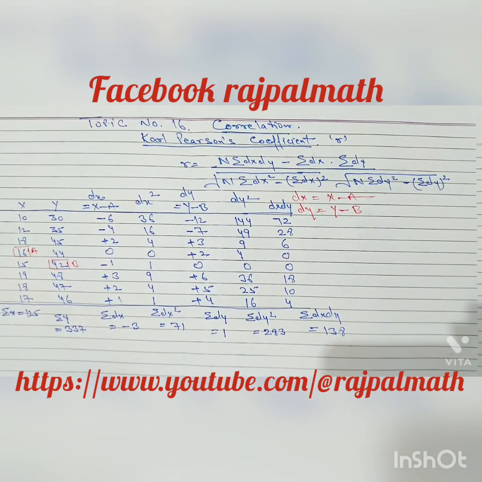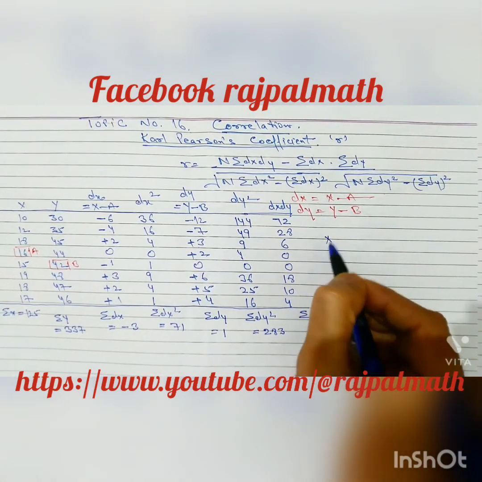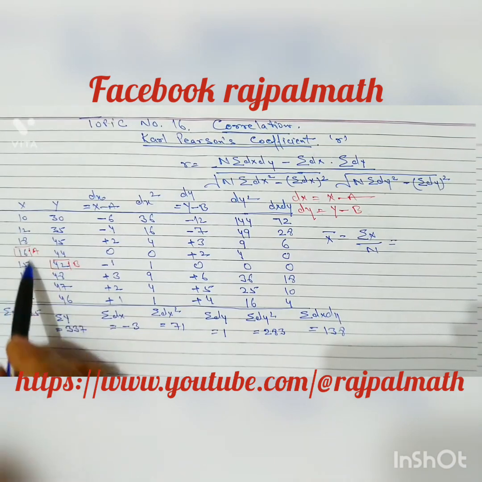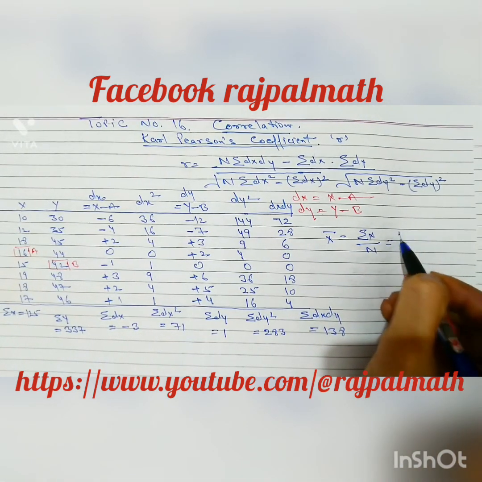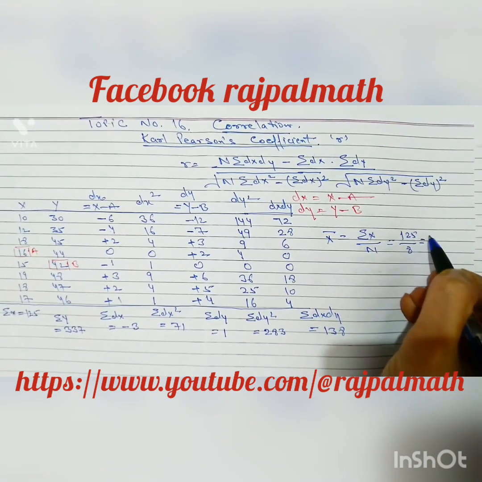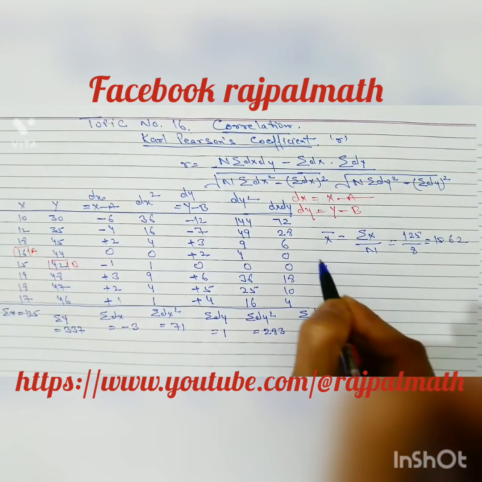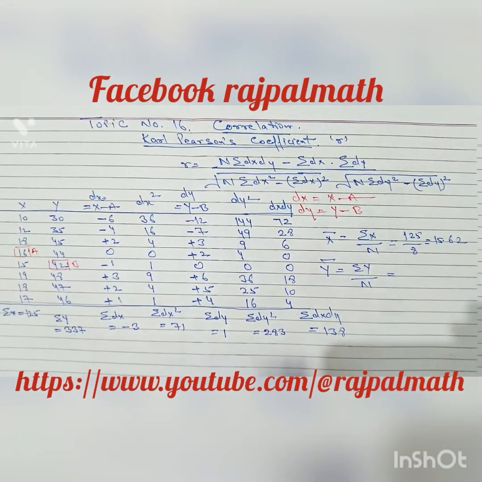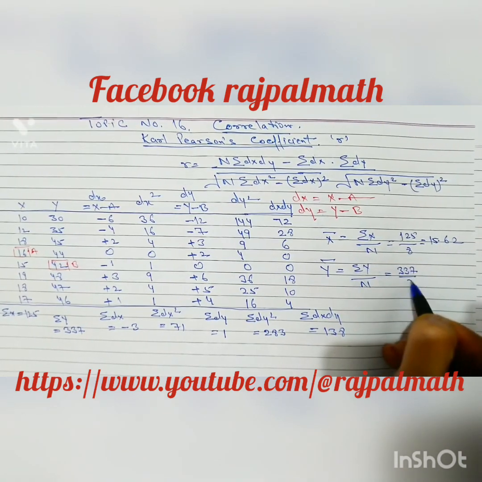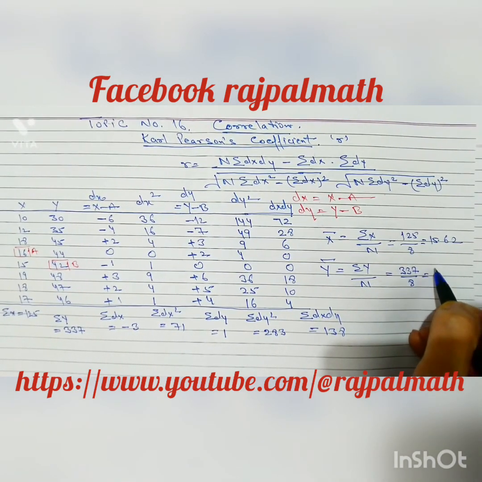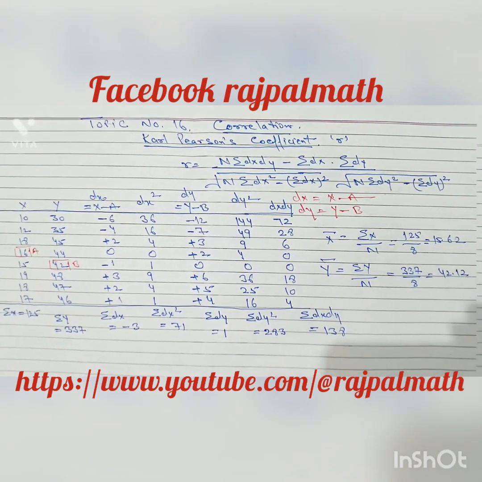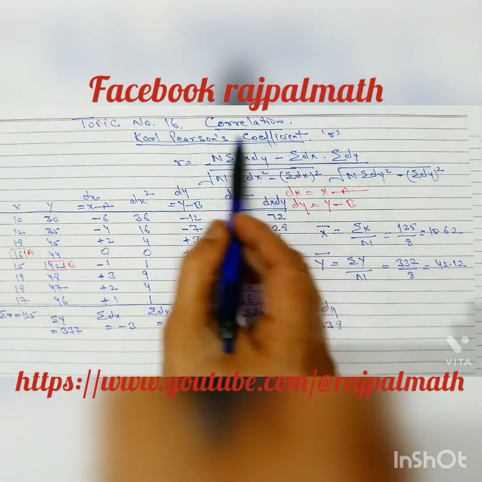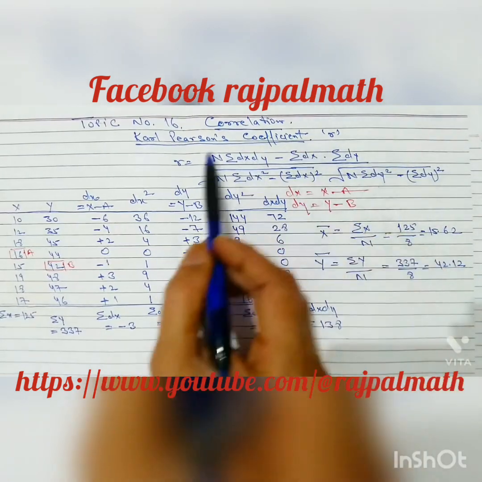Now calculate the mean of the x and y series. Mean of x, x bar, is summation x by n, where summation x is 125 and n is 8. 125 divided by 8 equals 15.62. And the mean of the y series is summation y by n. Summation y is 337, and 337 by 8 equals 42.12. Clear?